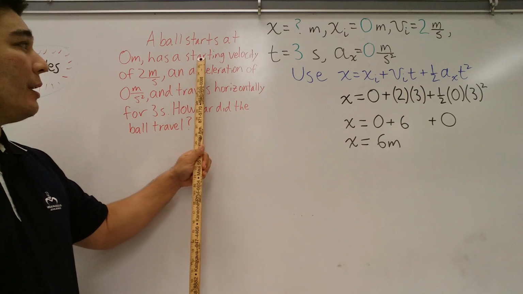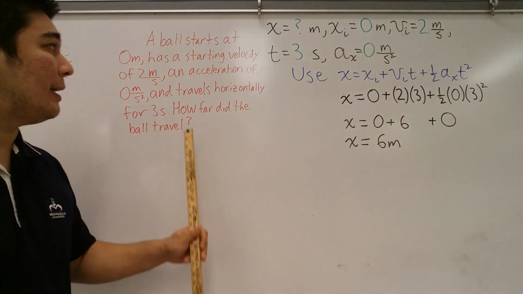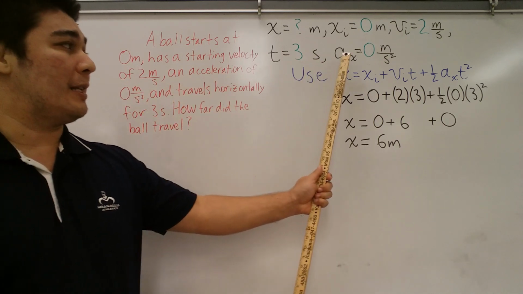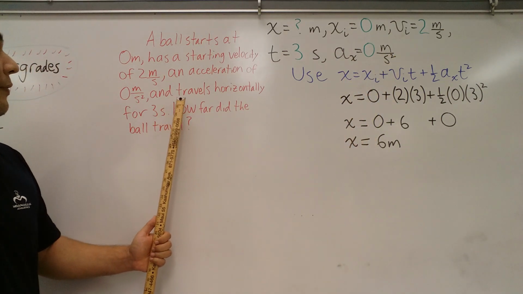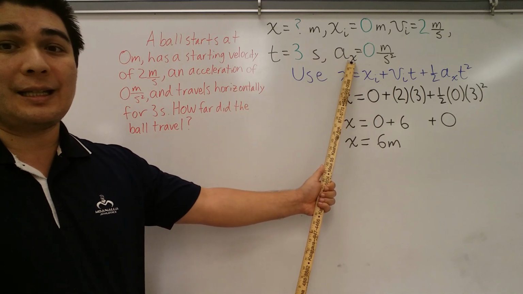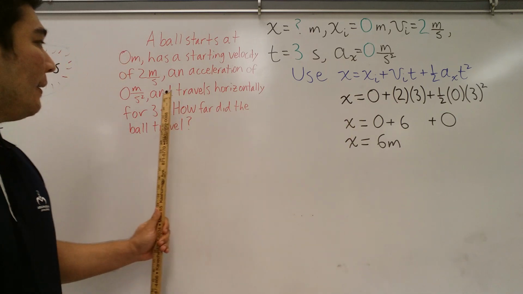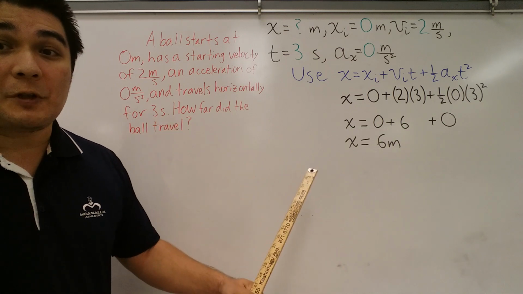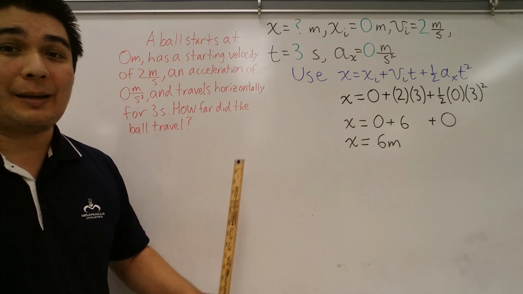Then we have a starting velocity, so that must be v initial, a starting velocity of 2 meters per second. And acceleration, that's my acceleration right there, 0 meters per second squared. And it travels horizontally, and this word horizontally tells me that this acceleration is in the x direction and not the y direction. It travels for 3 seconds. Seconds is obviously a unit of time, so we're going to stick that in there with time.